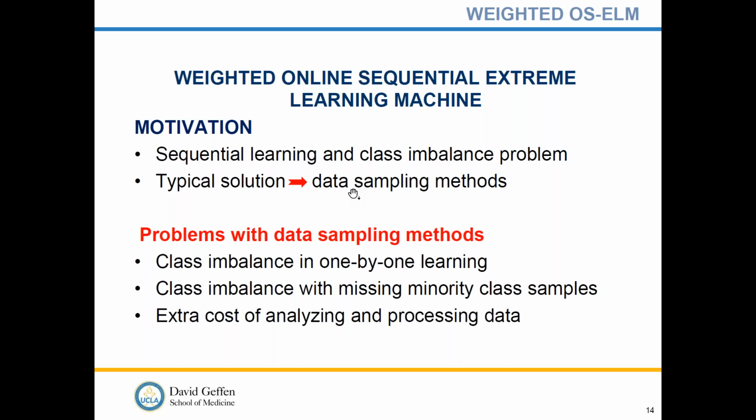Another problem with data sampling methods is that in highly imbalanced data streams, the data chunk may not contain any minority class sample. So these methods cannot deal with this situation. Also, for data sampling methods, there is some extra cost of analysis and processing, because you're trying to remove some redundant information, so you have to determine which information is redundant. And then if you're creating artificial minority class samples, you have to perform certain algorithms to create informative samples.